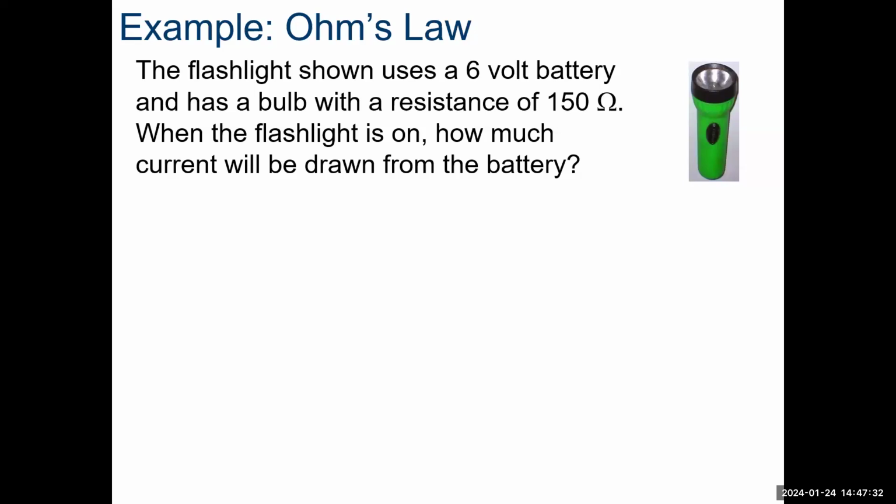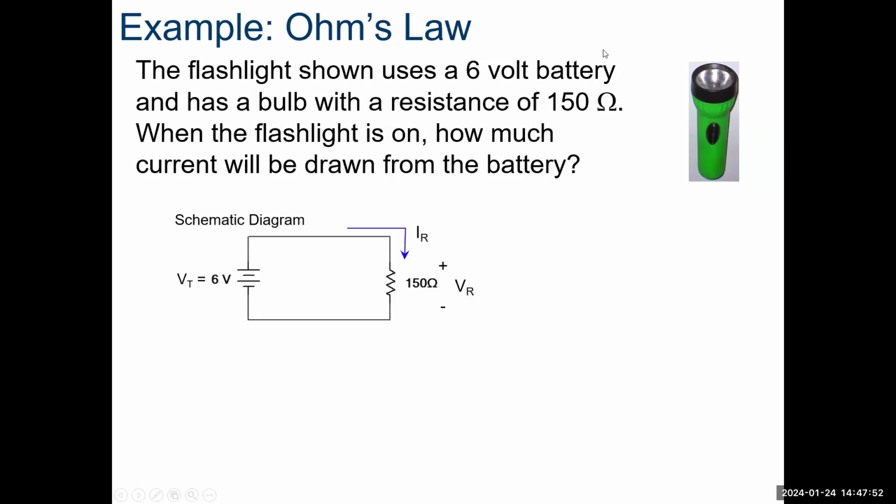All right. The flashlight shown uses a 6-volt battery and has a bulb with a resistance of 150 ohms. When the flashlight's on, how much current will be drawn from the battery? So we can do our calculations. We know voltage and we know resistance, right? So let's see what they do. There's a schematic for it. We have our little light here, and we have our battery source here. And we have our current.